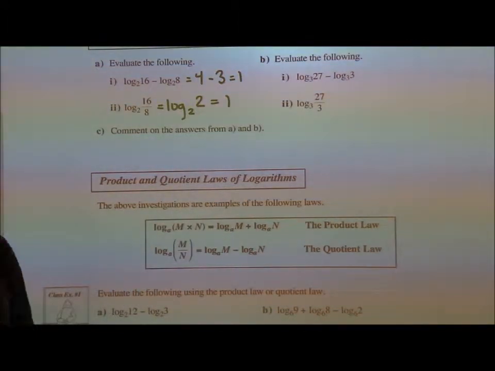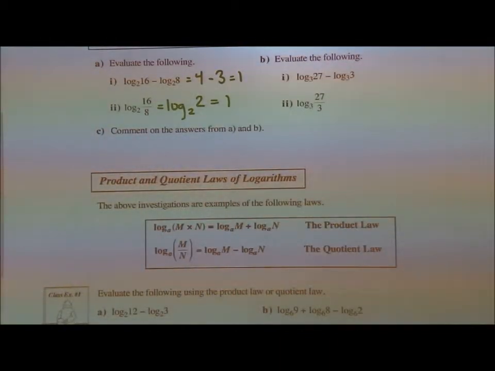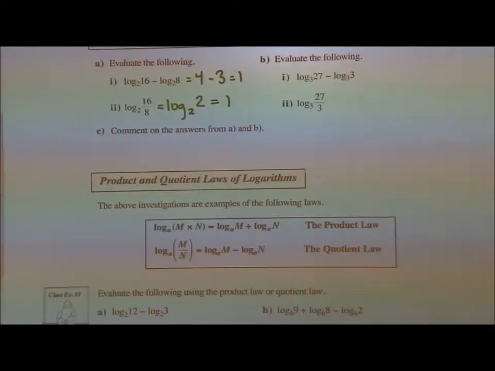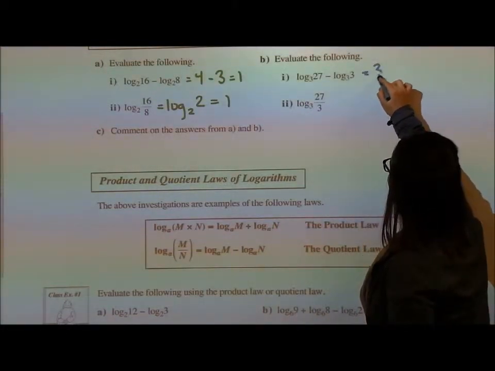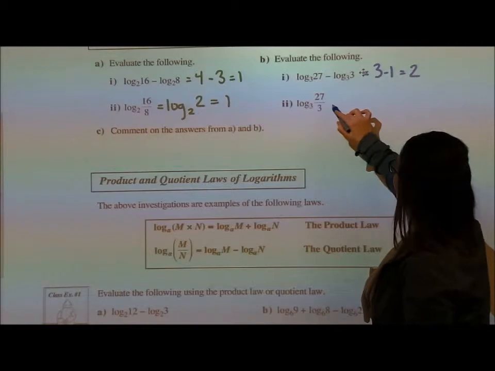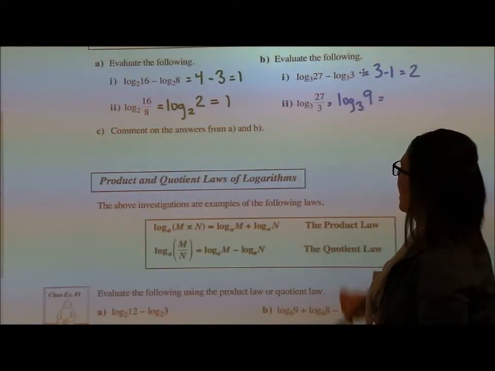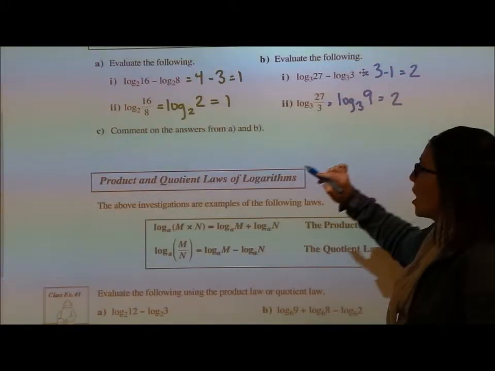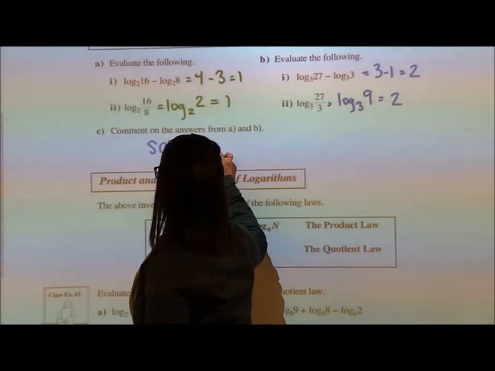Okay? So do B. And then comment on the answer. So log base 3 of 27 from above was 3. Log base 3 of 3 is 1. 3 minus 1 is 2. When I divide 27 and 3, I get 9. And log base 3 of 9 is 2. So the comment, again, it's the same answer.